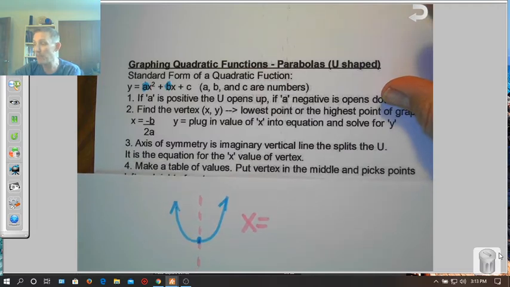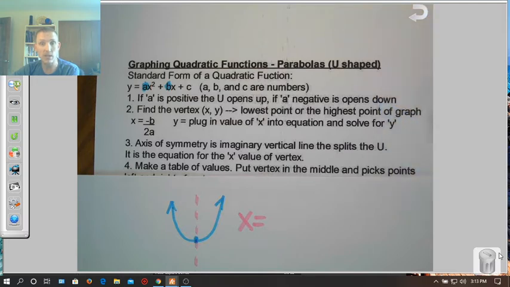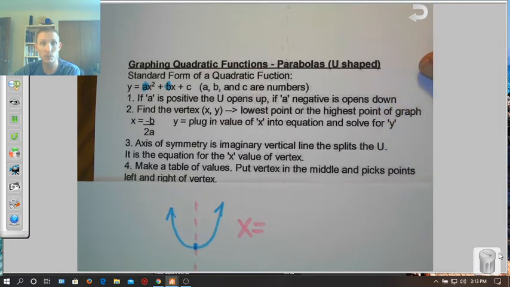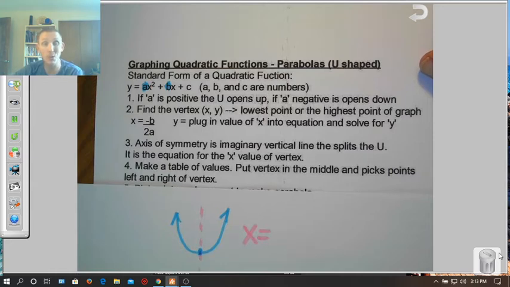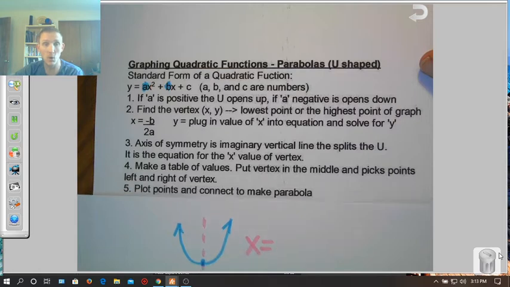Once I have my vertex, I'm going to make a table of values, and I'm going to put the vertex in the middle. And I'm going to pick points to the left and to the right. And I'm going to plug those points into my original quadratic function, and then I'm going to plot points and connect them to make my parabola.